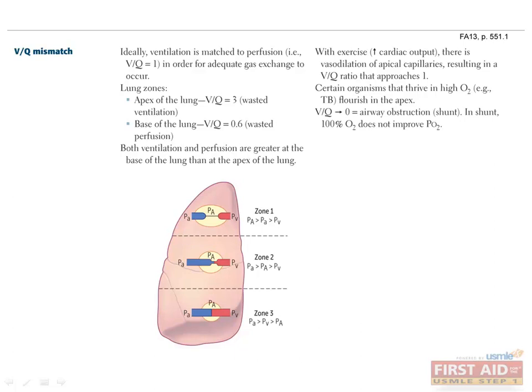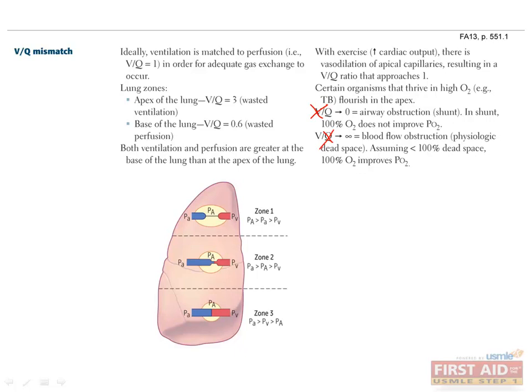So let's talk about the extremes of VQ mismatch. A VQ mismatch of 0 represents a complete shunt in which there is perfusion but no ventilation. So what are some examples of this? Well, you see this shunt with status asthmaticus and airway obstruction, and in these cases, increasing oxygenation does not really improve arterial PO2. Dead space ventilation represents a VQ mismatch approaching infinity. In this instance, there is ventilation but no perfusion. So what's a clinical example?